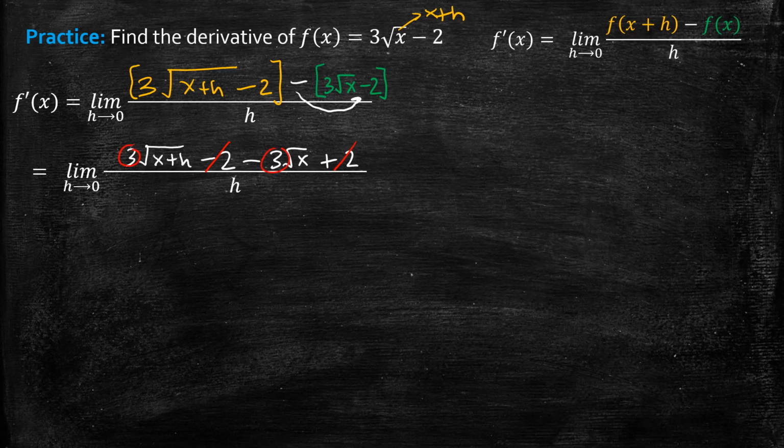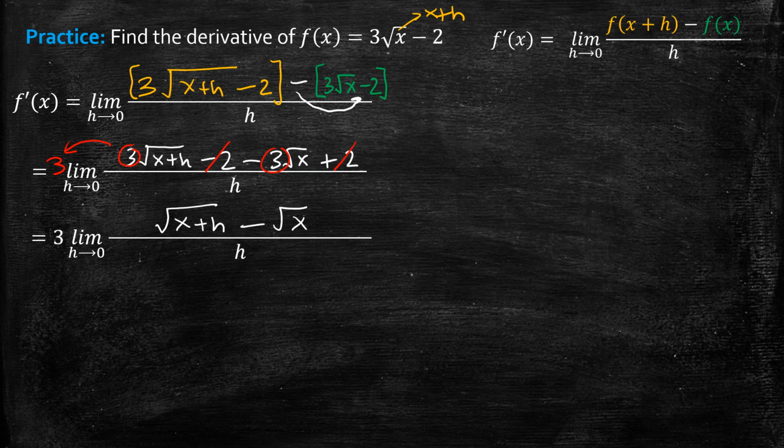And once again, we seem to have a common factor of 3 in the numerator, so I'm going to pull that out for the next step. So what we're left with is square root of x plus h minus the square root of x. And you should recognize that we practice finding limits involving radicals in the first unit. If you plug in h equals 0 at this moment, you would get 0 over 0, indeterminate, so we have to do some algebraic manipulation, and that's multiplying by the conjugate of the radical expression to the top and the bottom.